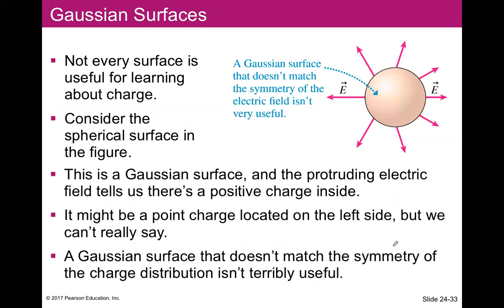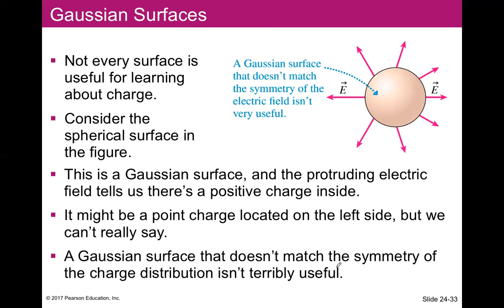Not every surface is useful for learning about charge. Consider the spherical surface in this figure here. This is the Gaussian surface, and the electric field tells us there is no charge, or it may be a point charge inside, but it's difficult to say. A Gaussian surface that doesn't match the symmetry of the charge isn't useful.